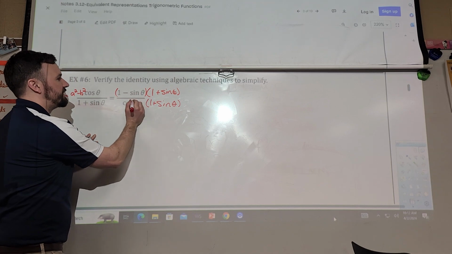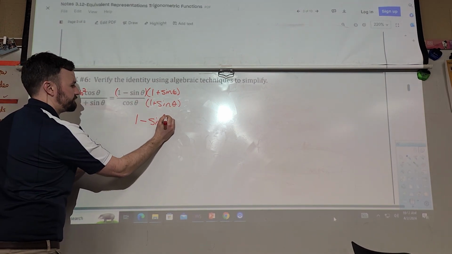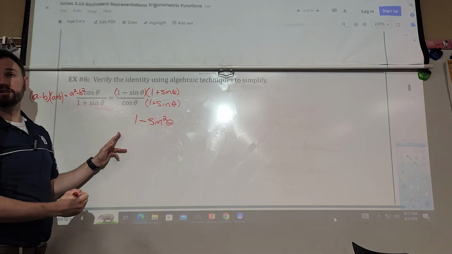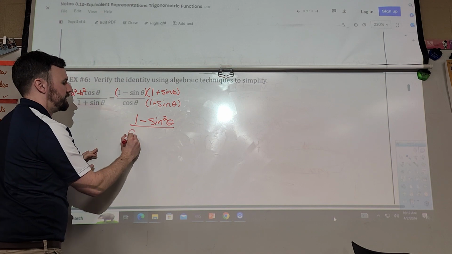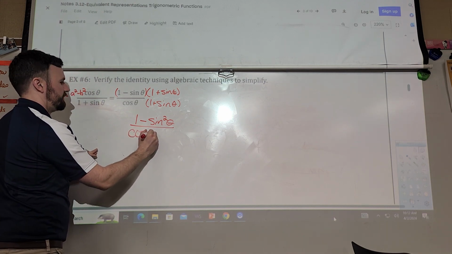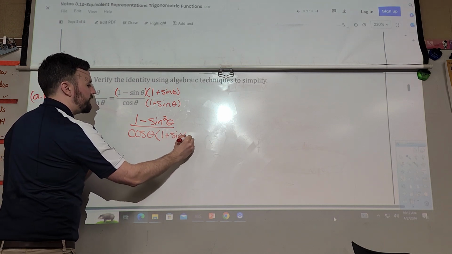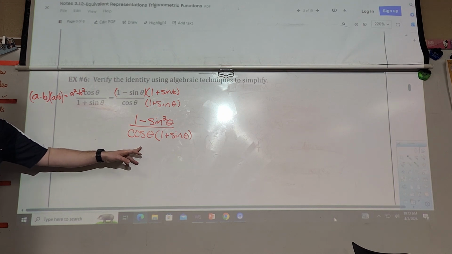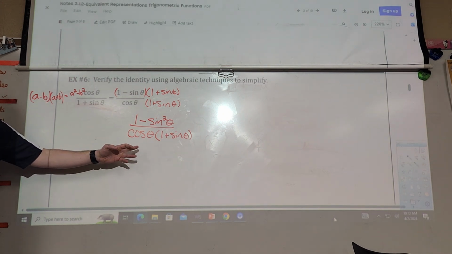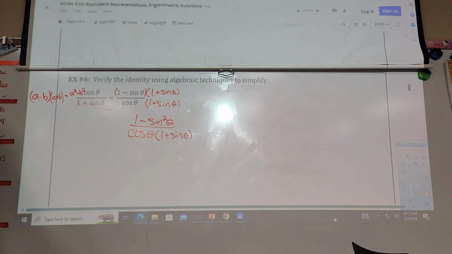Because when I multiply this out, I'm going to end up with 1 minus sine squared on the top. Technically, that's 1 squared, right? Just so you guys know where that's coming from. And on the bottom, it's going to be cosine of theta times 1 plus sine. Now, have you guys also noticed I don't distribute? I've never distributed yet on these, right? You can, but distributing is just going to make your life more difficult because I'm going to want stuff to cancel. And it's going to be easier to cancel if I leave it grouped together.